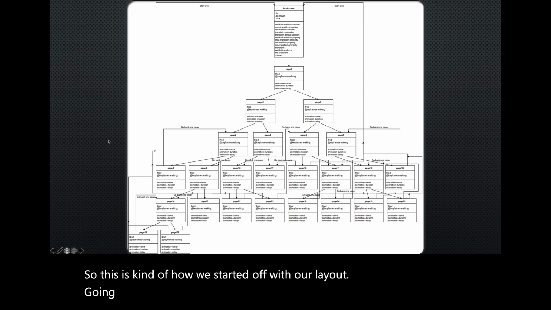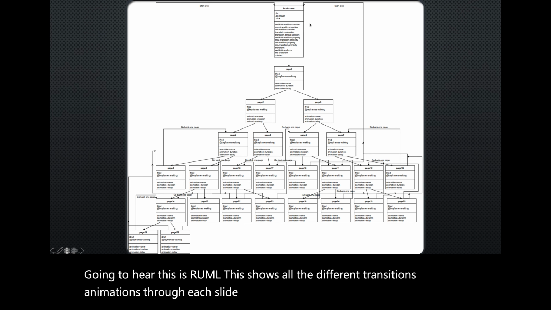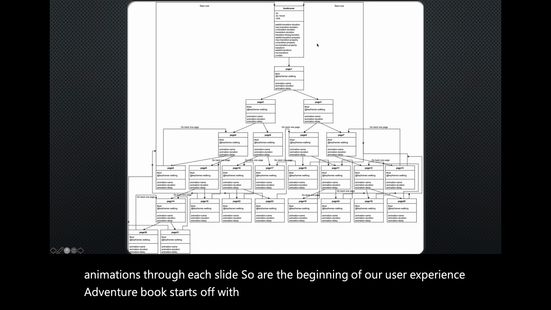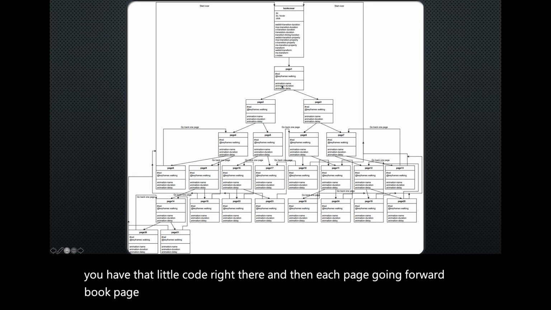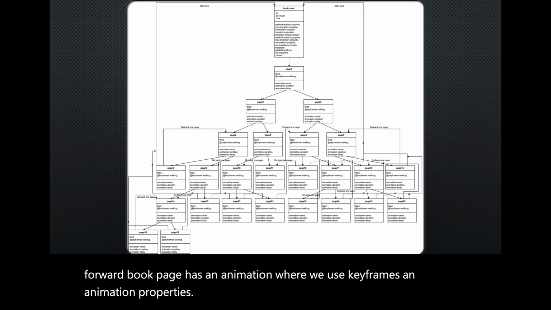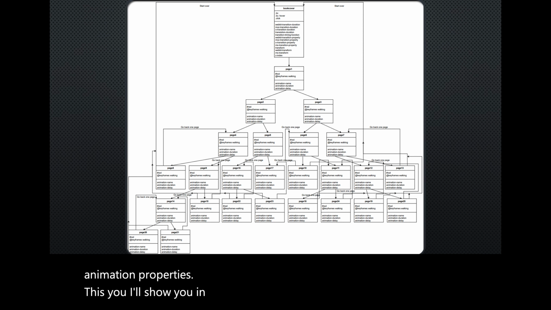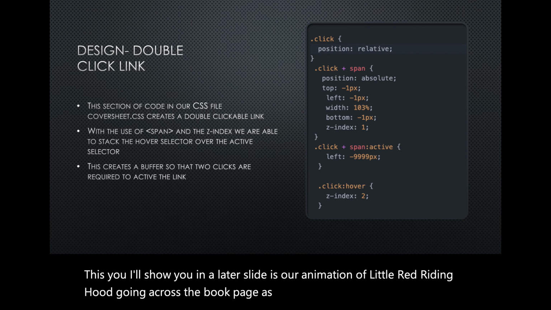Going to here, this is our UML. This shows all the different transitions and animations through each slide. The beginning of our user experience adventure book starts off with a book cover that will spin 360 degrees. So we have that little code right there. And then each book page going forward has an animation where we use keyframes and animation properties. I'll show you in a later slide our animation of Little Red Riding Hood going across the book page as our book progresses.